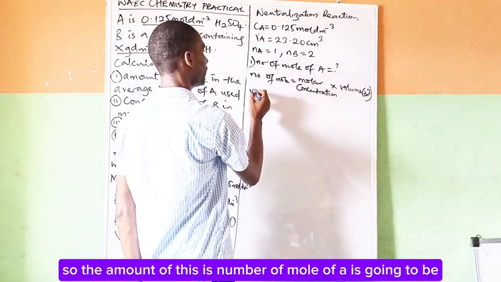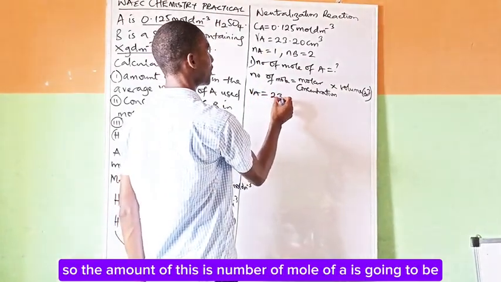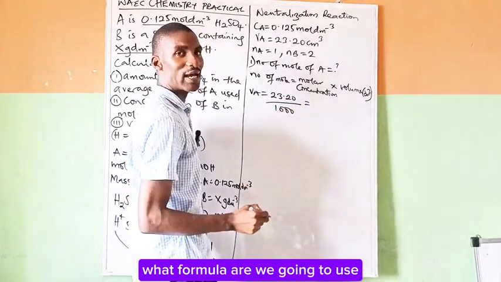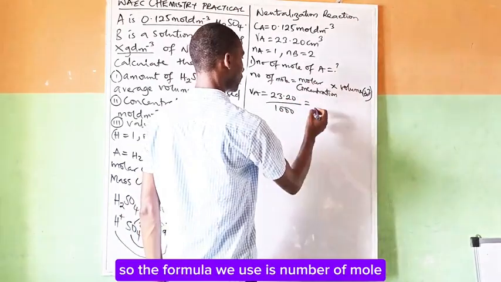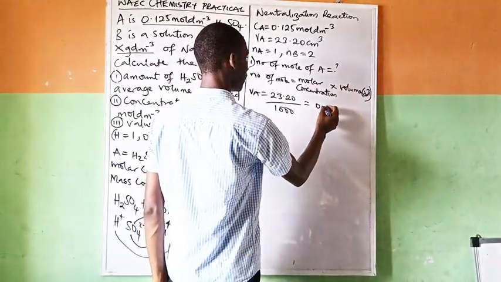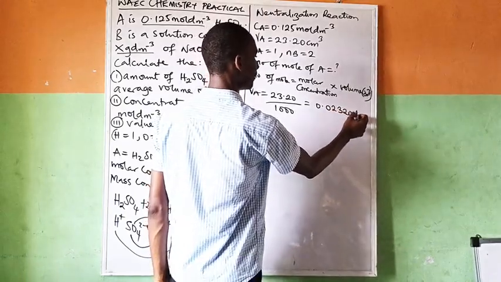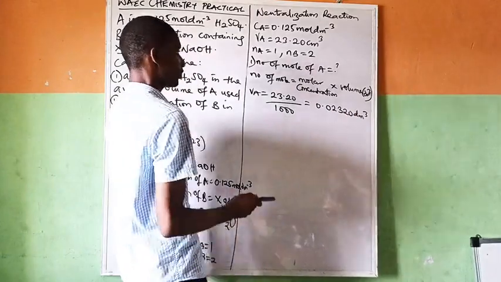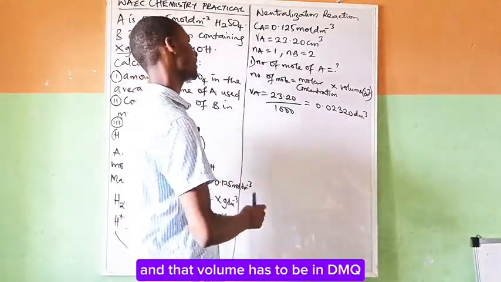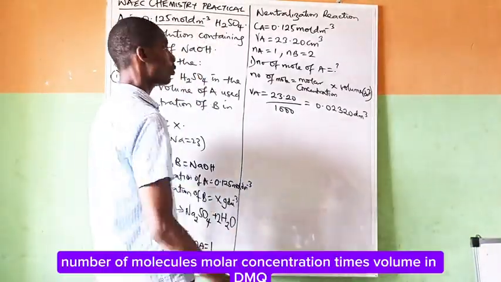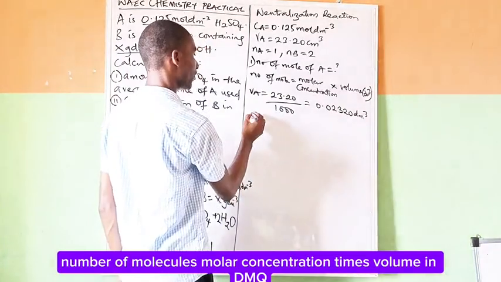All right, so our VA is going to be what? 23.20. We divide it by 1000 to give us our volume in dm cube. So if you divide, you get 0.02320 dm cube, okay, so that is the answer. Yeah, so once that is done, now we can calculate the number of moles.